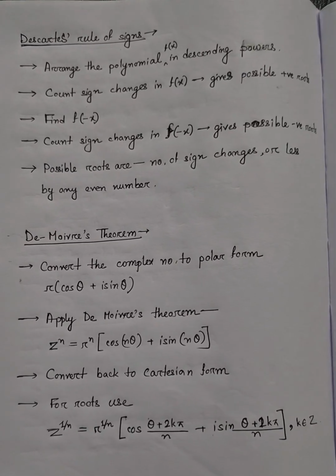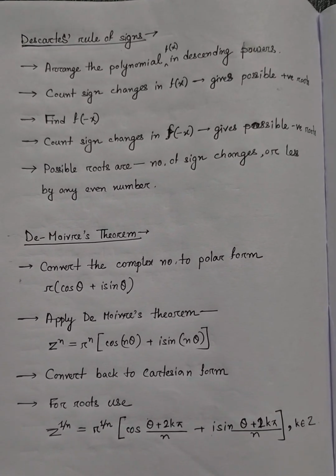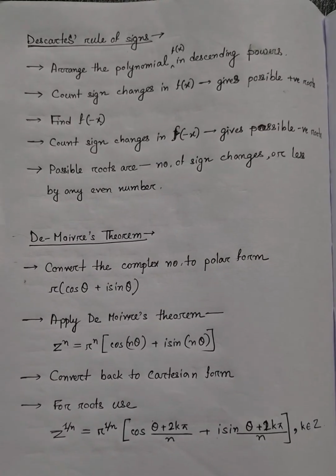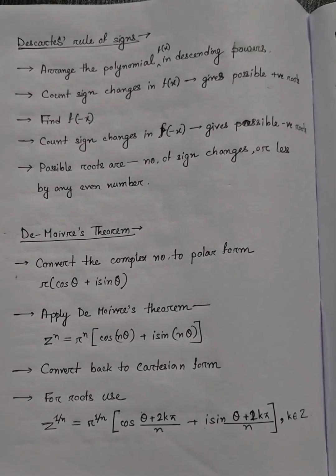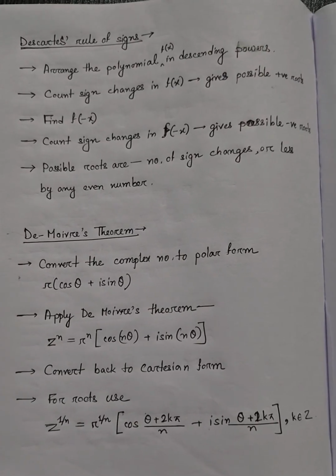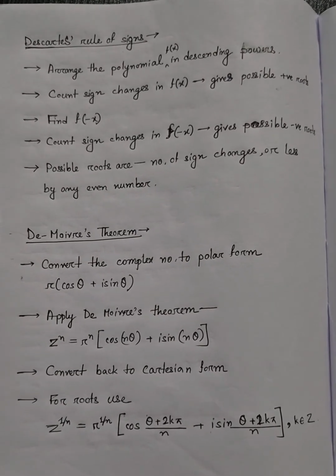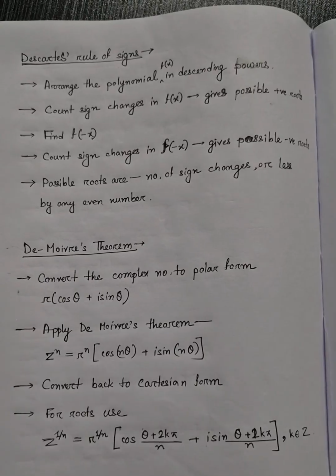Now we will see the method Descartes' rule of signs. In this method, we have to first arrange the polynomial f(x) in descending powers. Now we have to count sign changes in f(x), which gives possible positive roots. Then we have to find f(minus x). Then we have to count sign changes in f(minus x), which give possible negative roots. Now the possible roots are the number of sign changes or less by an even number.